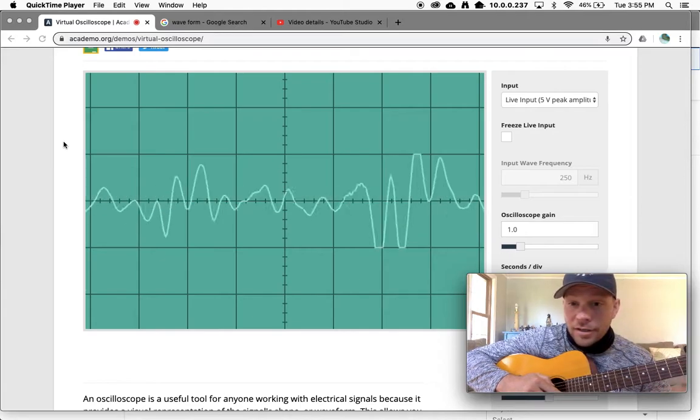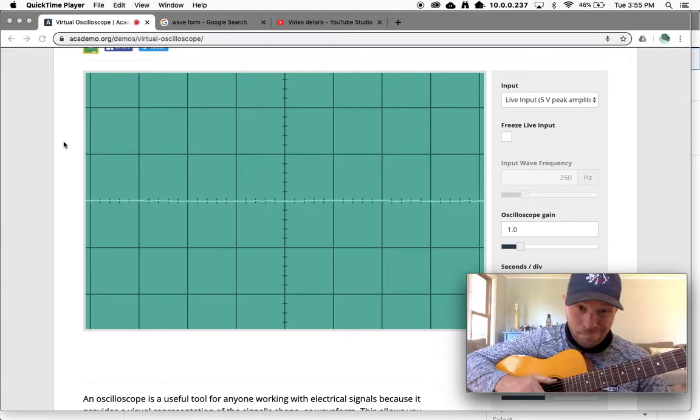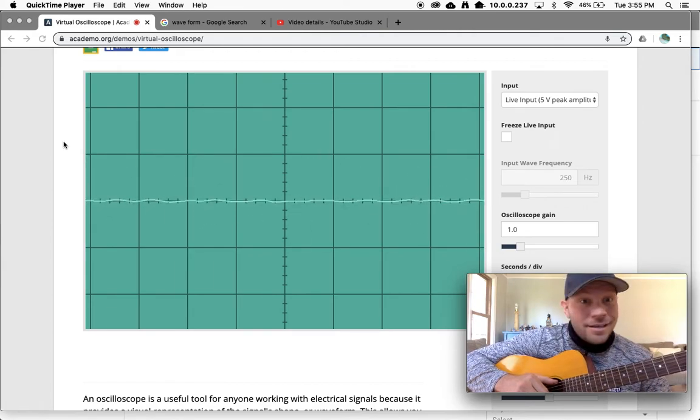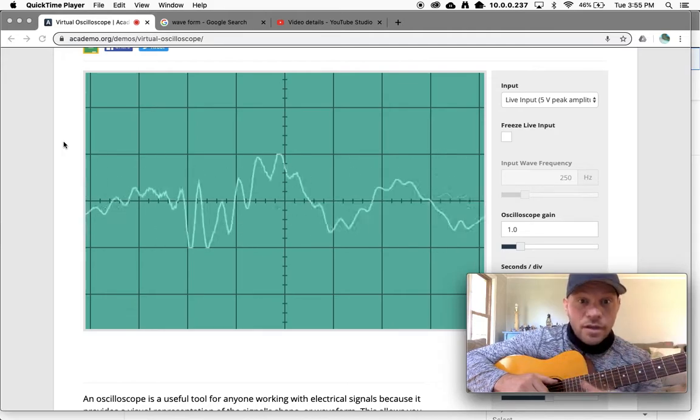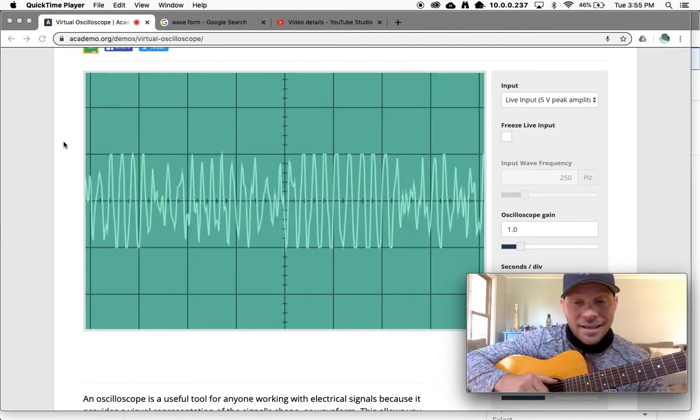All right, now let me play a high note. There they are. So shorter waves, more frequent. There's more waves on the screen, or more waves per second.